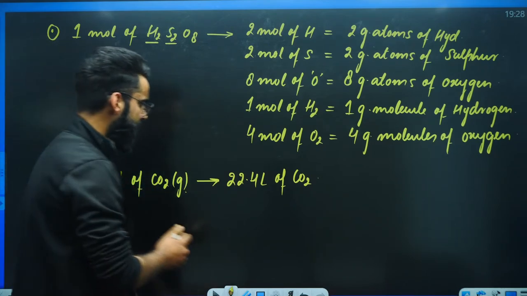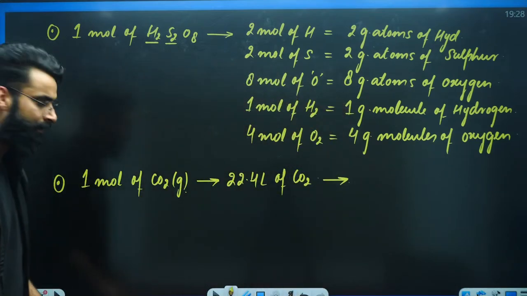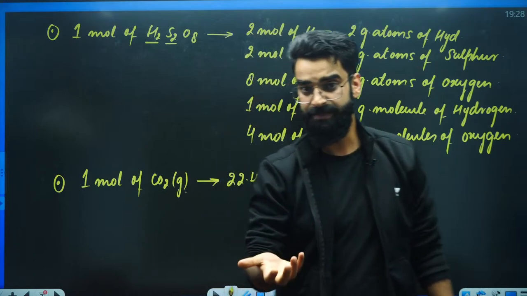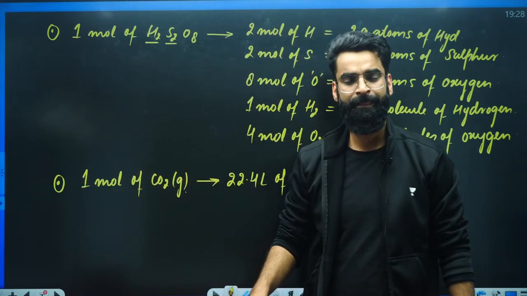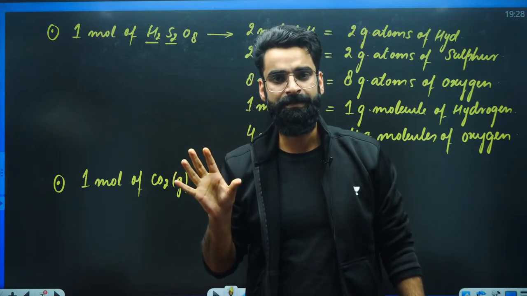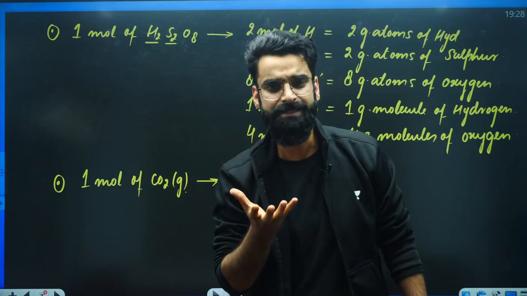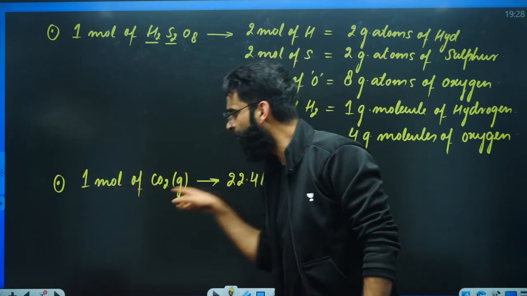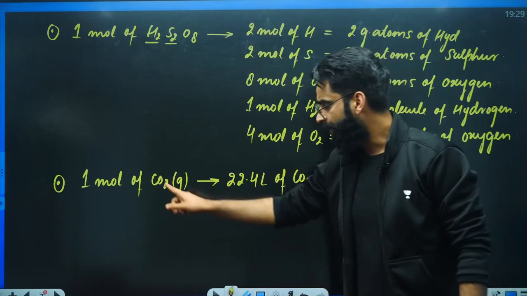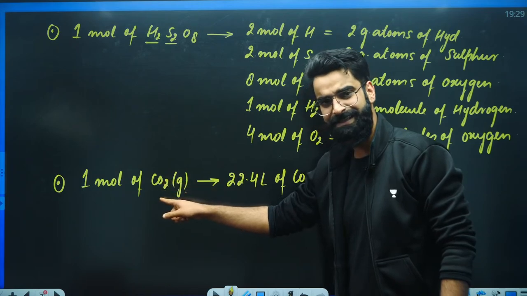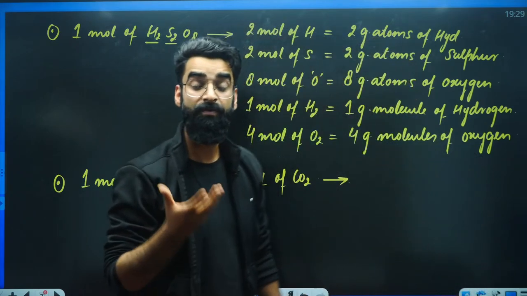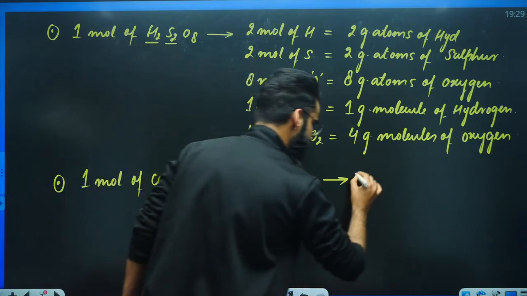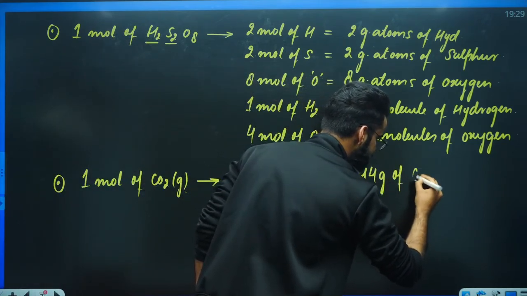Number two. Just tell me one thing. What will be the mass of 1 mole of carbon dioxide? Mass of 1 mole of any substance is what we call the molar mass of the substance. So indirectly, I'm asking you, what is the molar mass of carbon dioxide? Carbon, 12, plus oxygen, 16 into 2. So the value comes out to be 44 what? 44 AMU or 44 grams. Since the molar mass is expressed in grams, you'll write 44 grams of carbon dioxide.